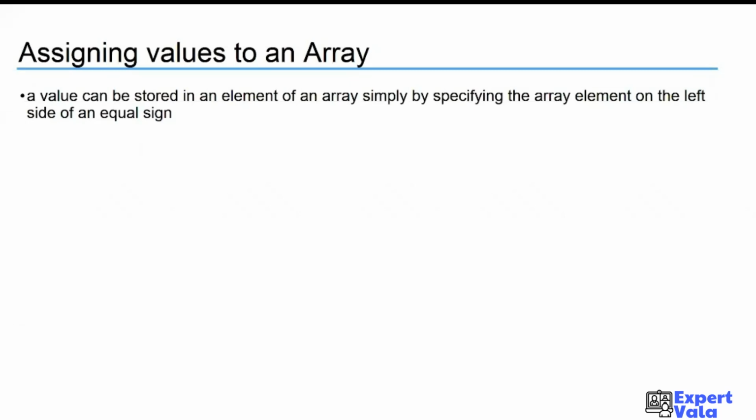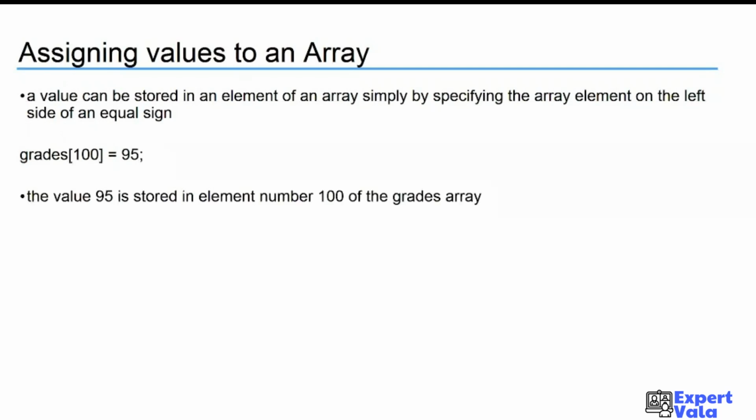A value can be stored in an array element simply by specifying the array element on the left hand side of the equal sign, and then using the brackets to specify the element that you want to write to. In this example, we have an array named grades. We don't know what size it is. It's got to be bigger than 100, or else we would have an array out of bounds error here. But in this example, we are saying grades sub 100 is equal to 95. The value 95 is stored in element number 100 of the grades array. Very simple. You just specify the index and then whatever value you want to assign.